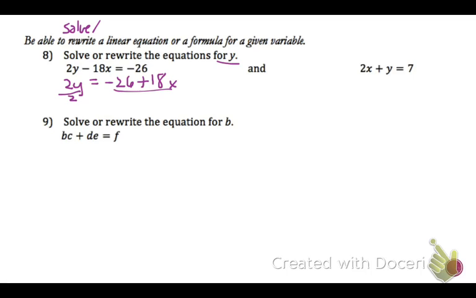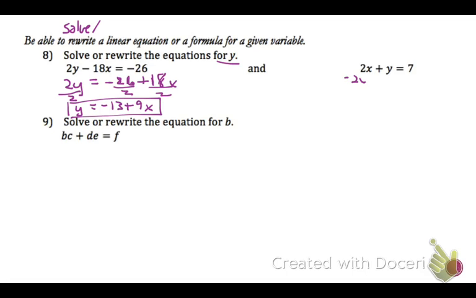So we divide by 2, and then y equals, and I'm going to divide both of those by 2. So let me just emphasize that by writing this divided by 2 and our 18 divided by 2. So negative 26 divided by 2 is negative 13. 18 divided by 2 is 9x. So that's what the problem's asking you to do, just to rewrite or solve that equation for y.